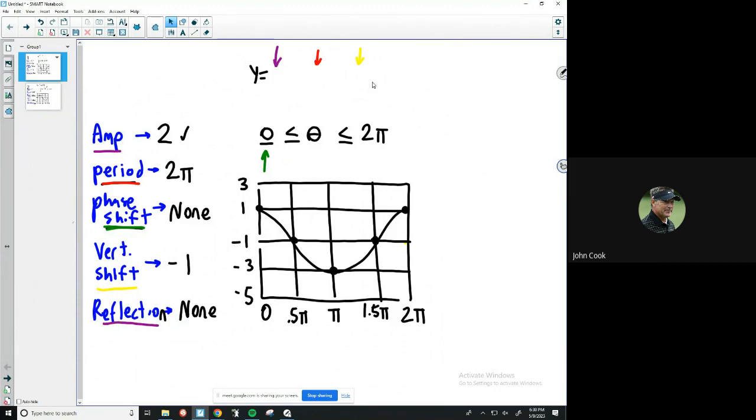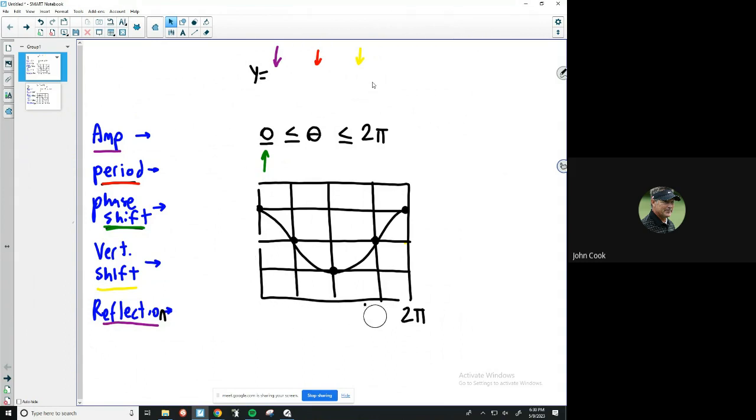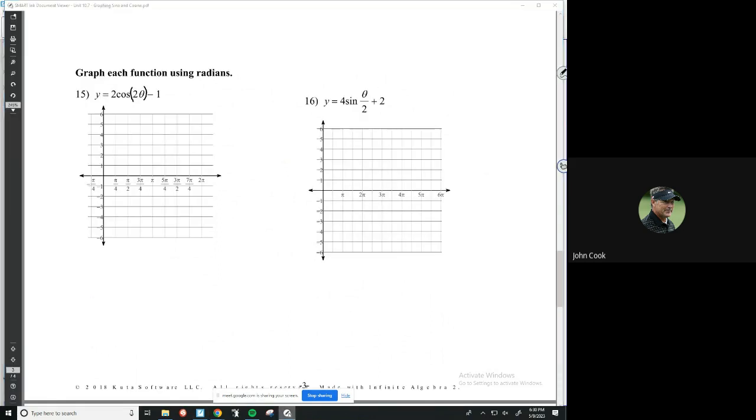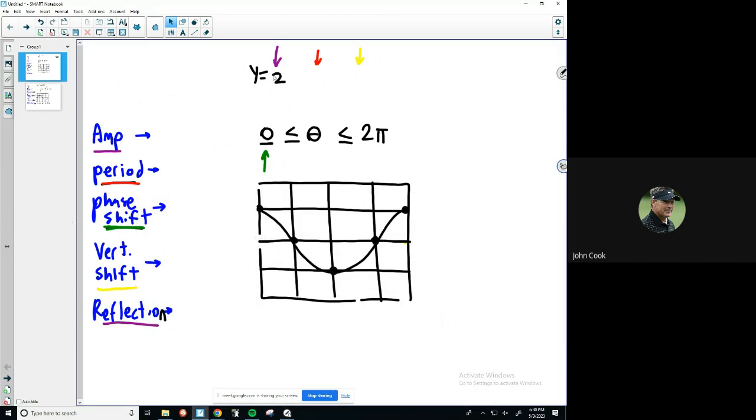All right, let's see here. It's cosine, so it's going to look the exact same. There's nothing really that's going to change there. All right, ready? Here we go. What was the question again? It was 2 cosine 2 theta minus 1. Okay, so 2 cosine of 2 theta, and then that quantity minus 1.